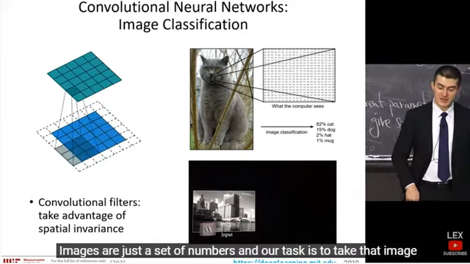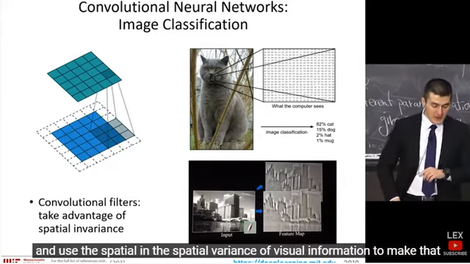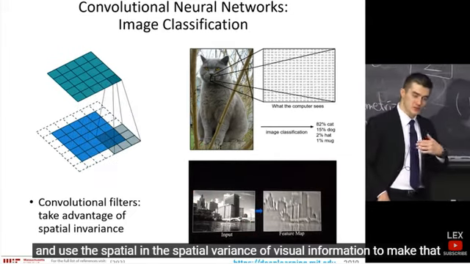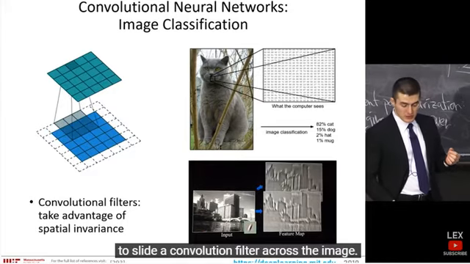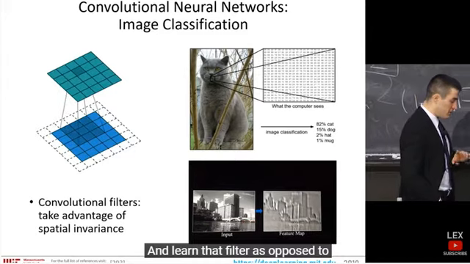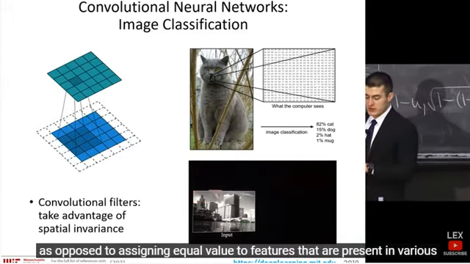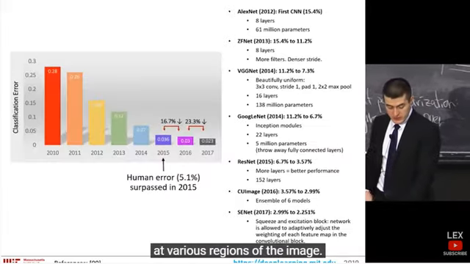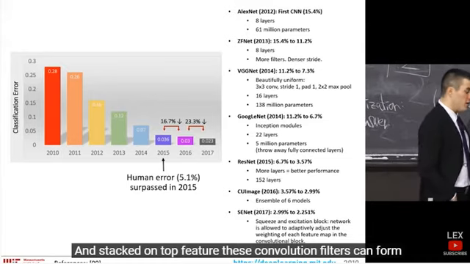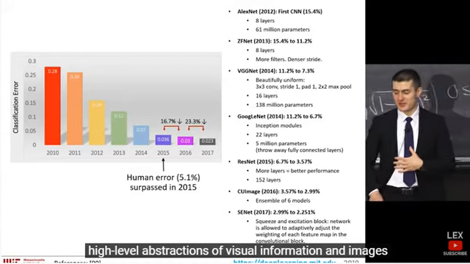Images are just a set of numbers, and our task is to take that image and produce a classification, using the spatial invariance of visual information to slide a convolution filter across the image and learn that filter, as opposed to assigning equal value to features that are present in various regions of the image. And stacked on top of each other, these convolution filters can form high-level abstractions of visual information in images.